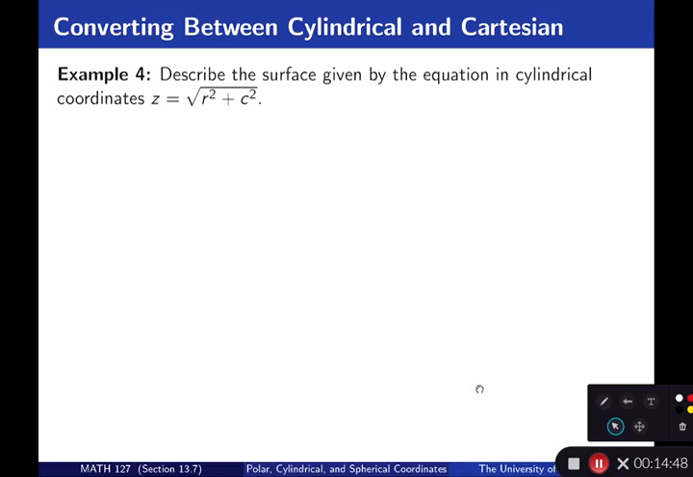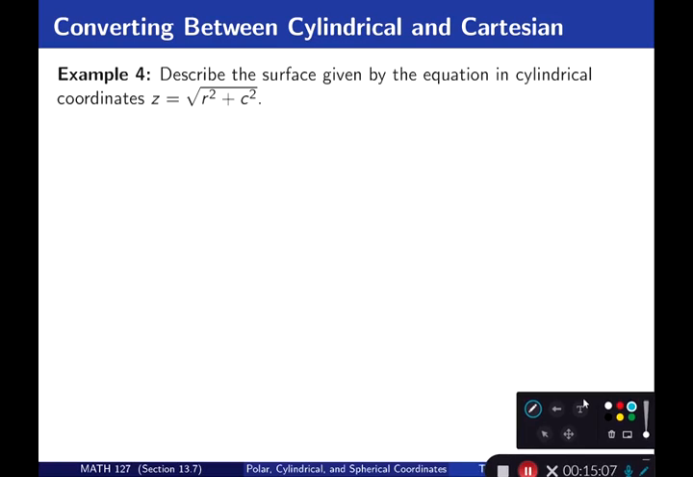Now, another example. Example 4: describe the surface given by the equation in cylindrical coordinates, z equal to square root of r squared plus c squared. So how do we do this? We are familiar with the Cartesian. From the look of this, it seems like a quadric surface, but we're familiar with the Cartesian quadric surfaces. So let's see if I can convert.